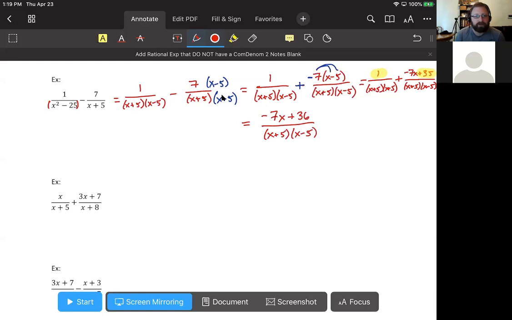We do a quick check to make sure that the numerator cannot be factored, which the only way it could be factored is if there was a GCF, but 36 is not divisible by 7, so there is no GCF, which means it cannot be factored, which means this is our final answer. Okay, so there's our second problem type where we have one denominator that's factorable and one that is not.